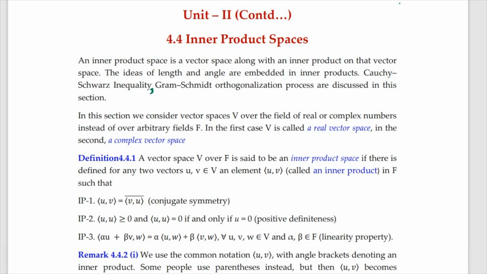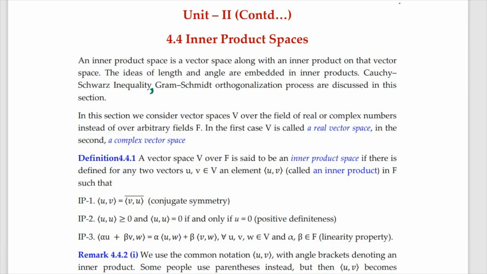When we consider inner product space, remember that our F can be either the field of real numbers or the field of complex numbers. In the first case, we call it a real vector space, and in the second case, we call it a complex vector space. Now, you will see the formal definition of a vector space over a field F, and then we will also see a few examples.